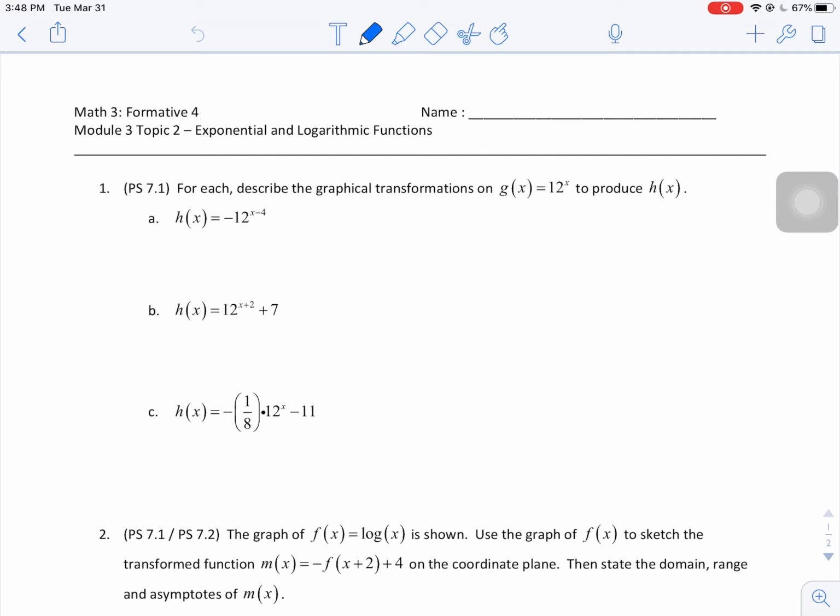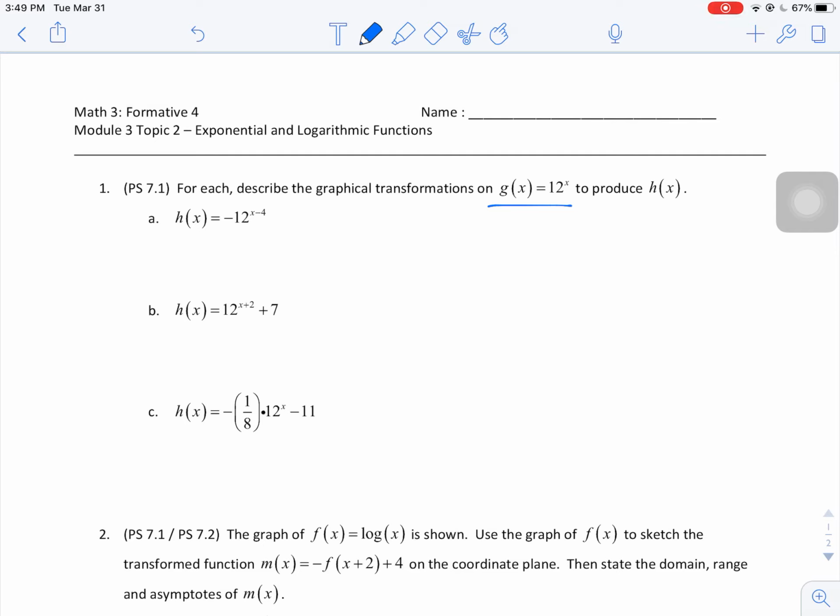Formative 4. So this formative is all about transformations. On that first problem, our parent function is g of x equals 12 to the x. So we don't want that 12 to throw us off as being a vertical stretch. The 12 is part of the parent function.